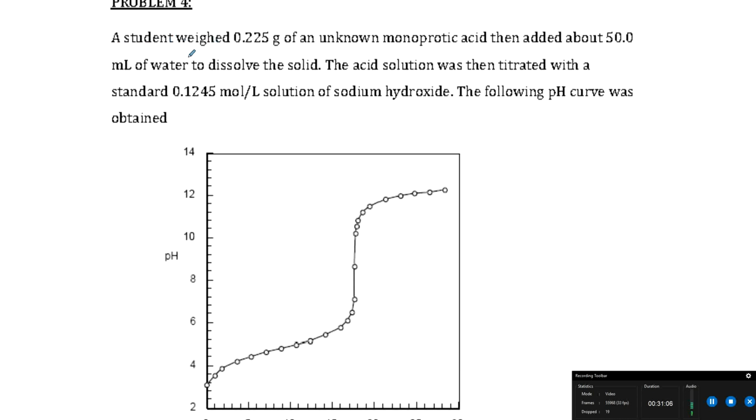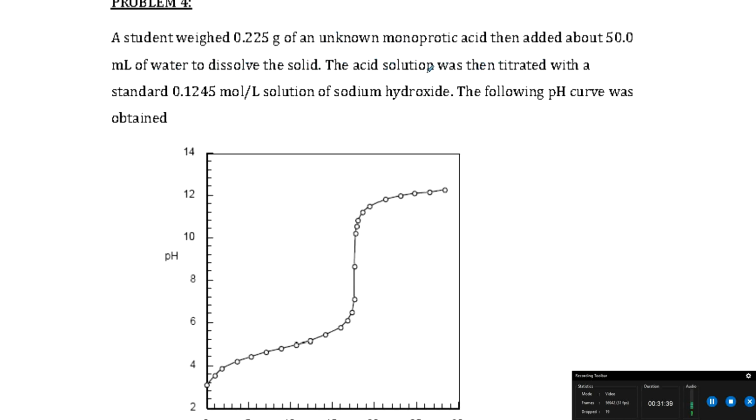Here's a problem. A student weighed 0.225 grams of an unknown monoprotic acid and then added about 50 milliliters of water to dissolve the solid. Okay, so often this volume of water is thrown in there. You're not going to have to do anything with that. It's just that when you have a mass of an acid, you have to turn it into a solution. So to make it into an aqueous solution, you have to dissolve it in water.